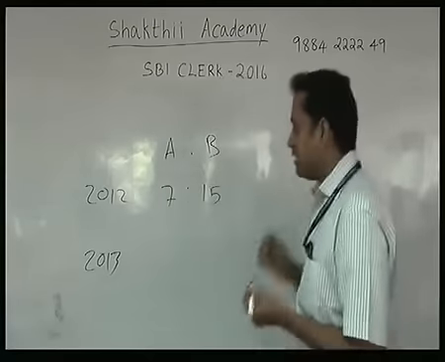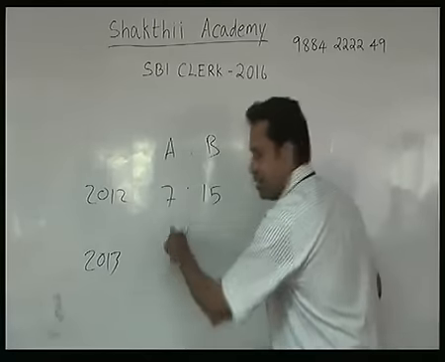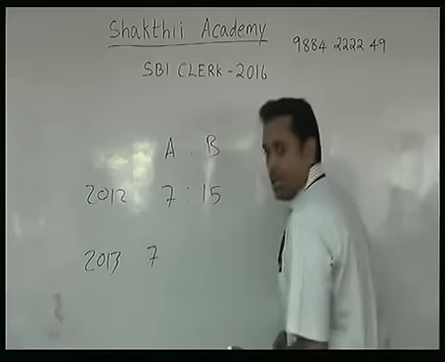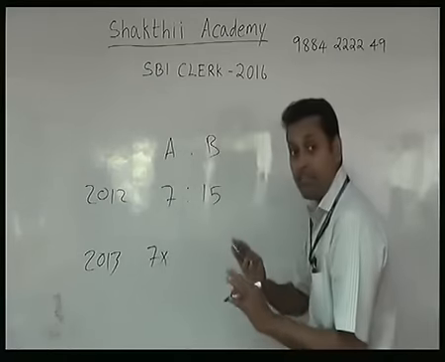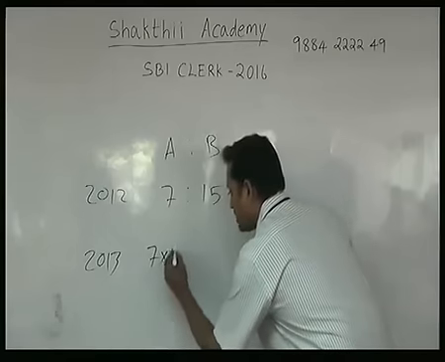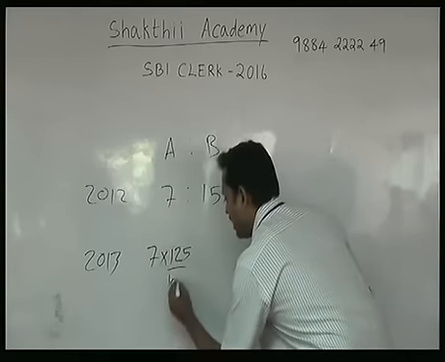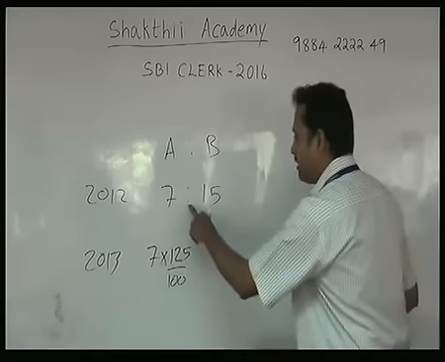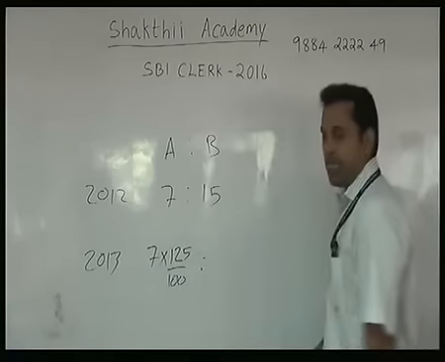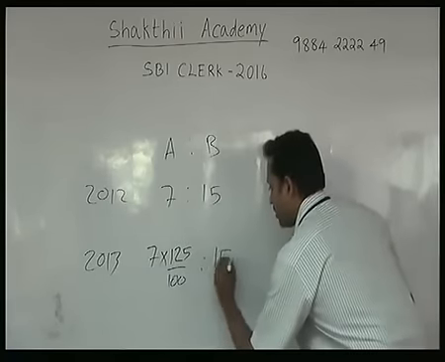125%, correct or not? That means I will take the 7. Listen, I will take the 7. I will multiply with 125%. Clear? So 125% means 125 by 100. Correct or not? And now the ratio symbol. Here ratio symbol. Now I will take the 15.